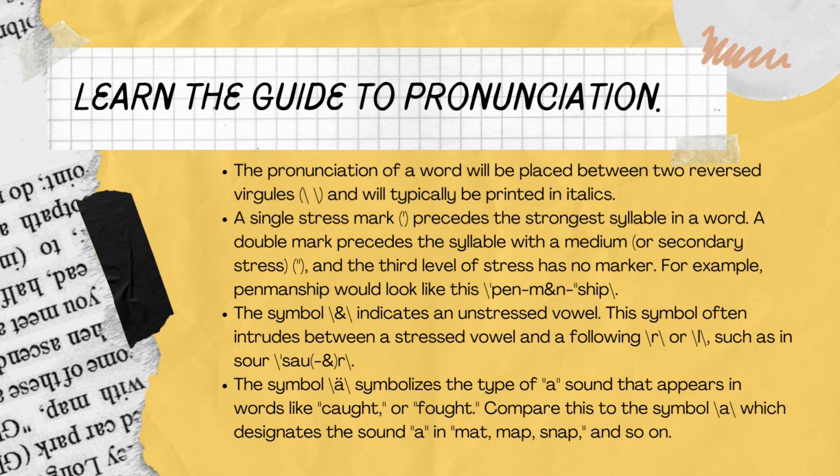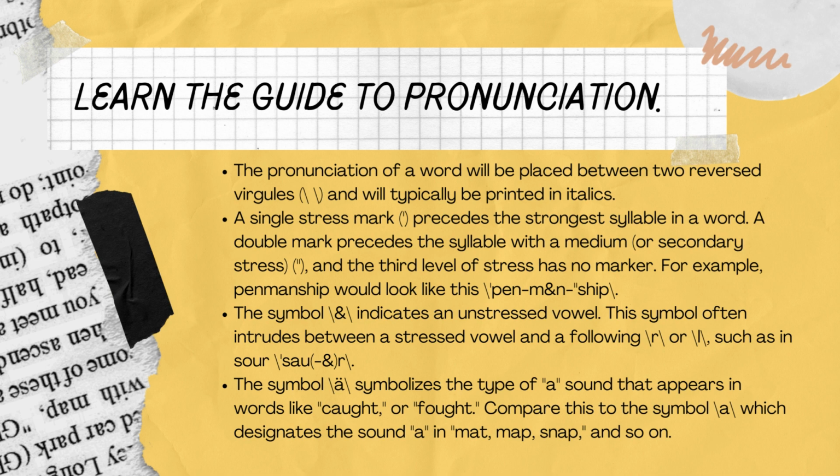And this symbol in here indicates an unstressed vowel. This symbol often intrudes between a stressed vowel and a following r or u, such as in sour. You see, sour.